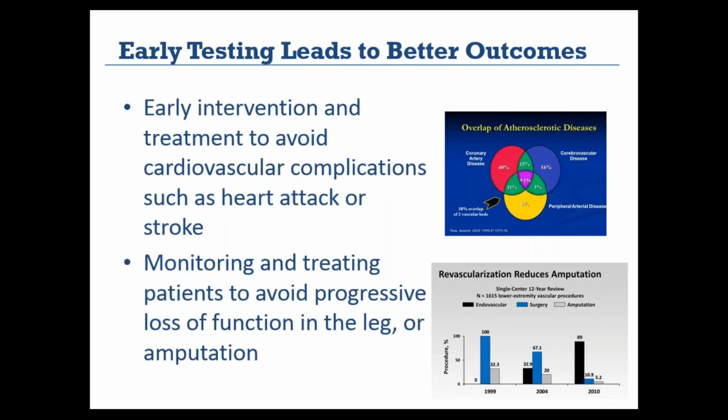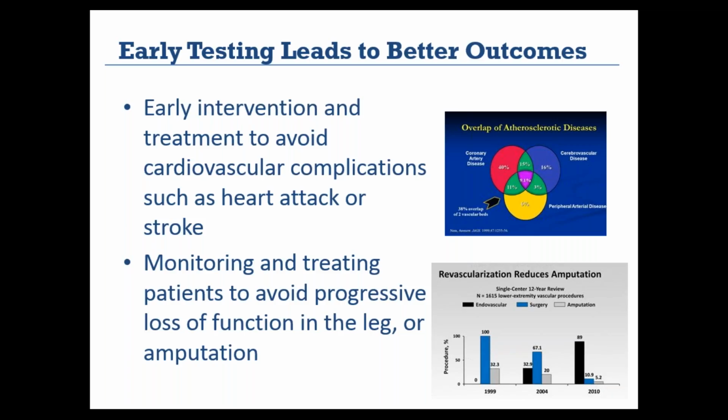Early detection and intervention leads to better patient outcomes. It can prevent cardiovascular complications like heart attack or stroke. Because arterial sclerosis is a systemic process, significant overlap exists between PAD and other forms of cardiovascular disease, such as cerebrovascular and cardiovascular disease. Coronary artery disease is present in about 90% of patients with PAD.